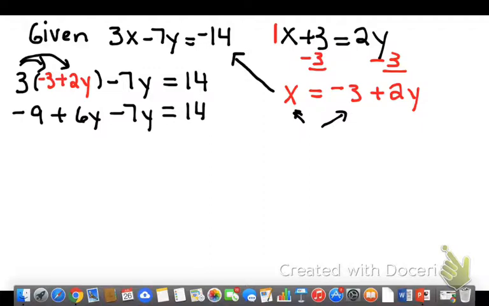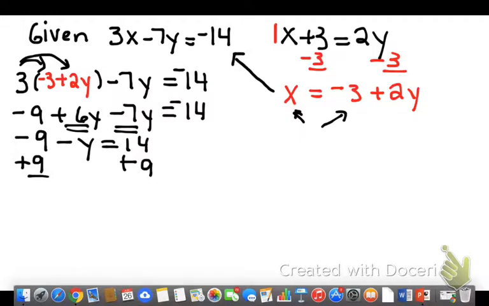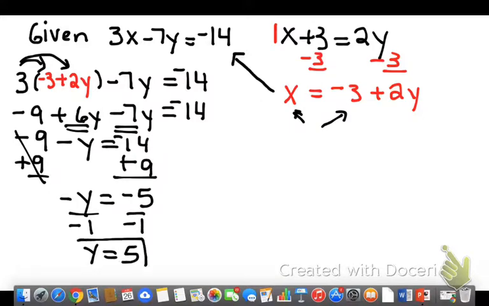We're going to bring down our -9, combine like terms, and now add 9 to both sides. Oops, forgot my negative here. So -9 cancels, -y equals 5. Our final step is to divide both sides by -1. y equals -5.